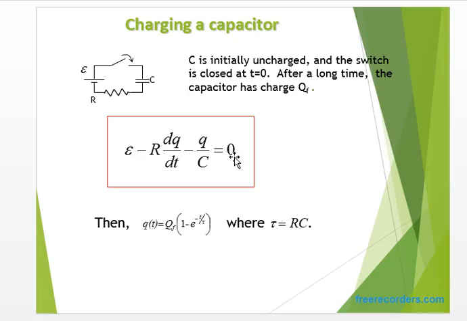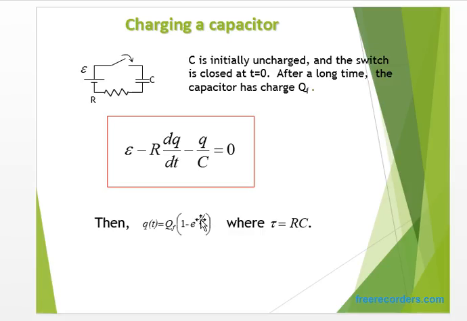This is the KVL equation: E minus R into I minus Q upon C equal to 0. dq by dt is the current. If you look at this equation, this is a first order linear differential equation. When we solve this equation, we get the charge Q. This is equal to QF multiplied by 1 minus e to the power minus t by RC. RC is equal to tau.